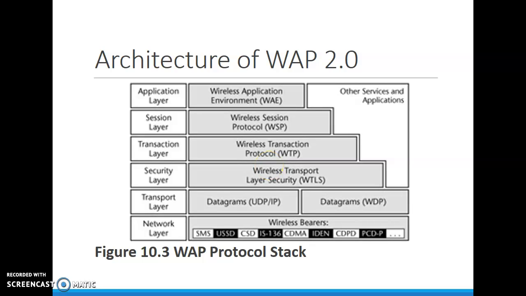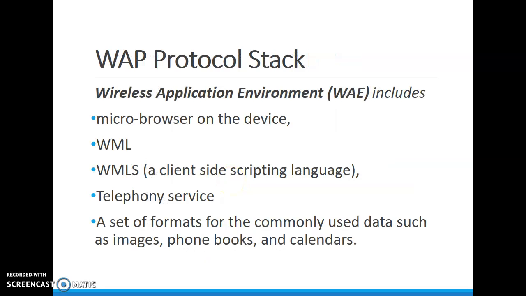Next, we will see the architecture of the WAP 2.0 protocol stack that has been shown in figure 10.3. As can be seen from the figure, the WAP protocol operates at different layers, and WAP defines its own specific protocols corresponding to the various layers of operation of the internet. Now we will discuss the WAP stack and bearer services. The first one is the wireless application environment, which includes a micro browser on the device, then WML, which is known as wireless markup language, and WMLS, a client-side scripting language, telephony service, and a set of formats for commonly used data such as images, phone books, and calendars. This is the application layer in the WAP protocol stack.